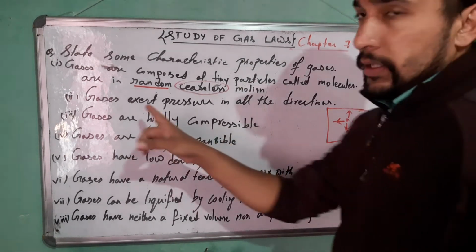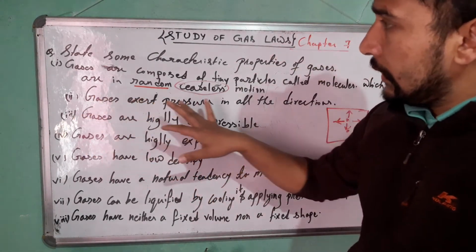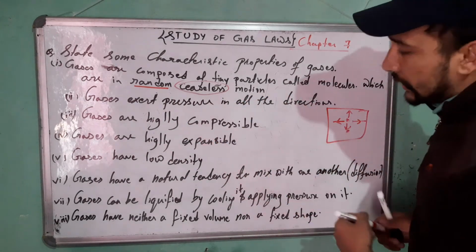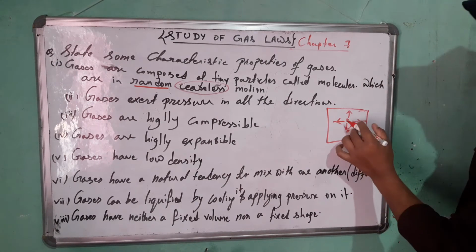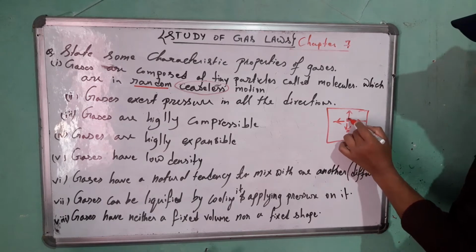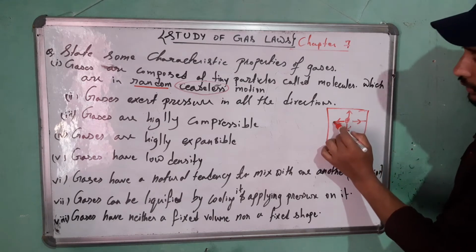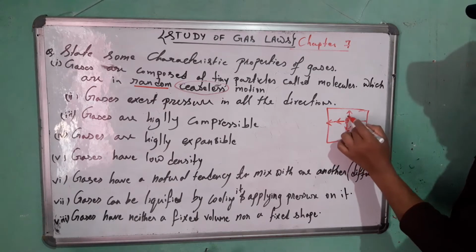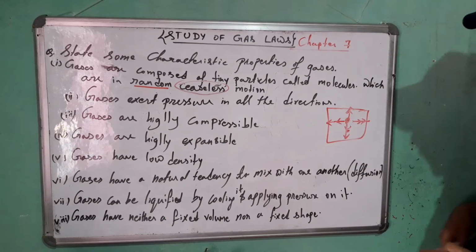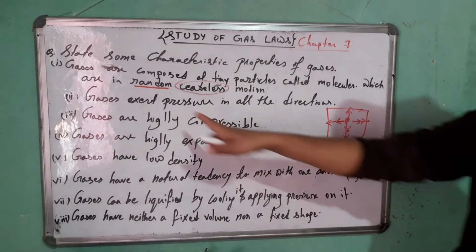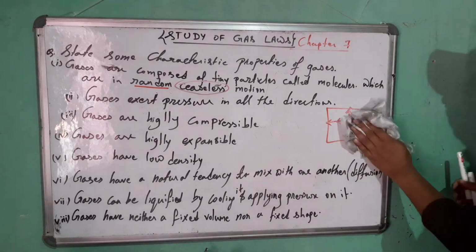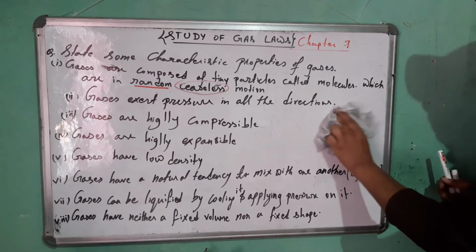Next, property number two: gases exert pressure in all directions. So gas exerts pressure in all possible directions. If you have gas in a container, the gas molecules exert pressure on this wall, and might exert pressure on this wall also. It might exert pressure on this side also, or in this direction also. So gas exerts pressure in all possible directions. Pressure means force exerted per unit area. Definition of pressure I'll give you later.